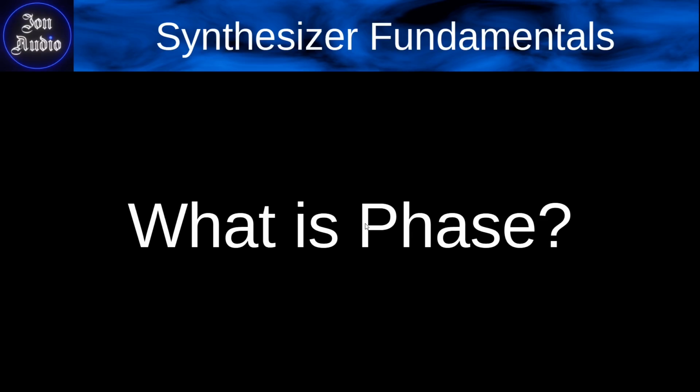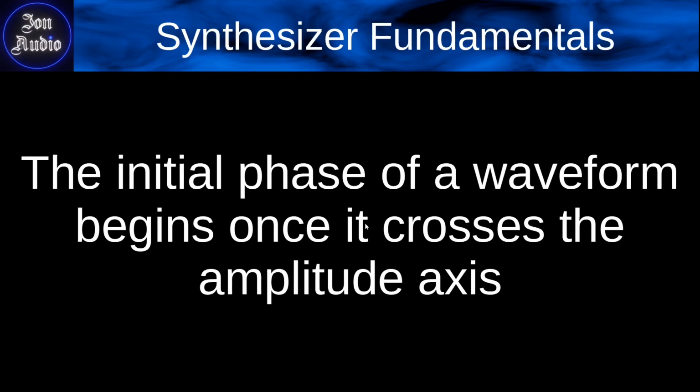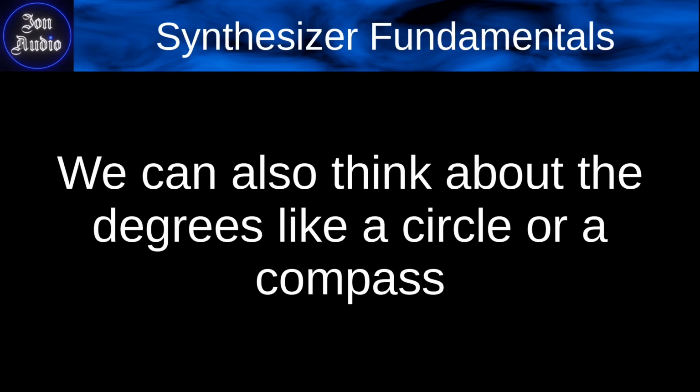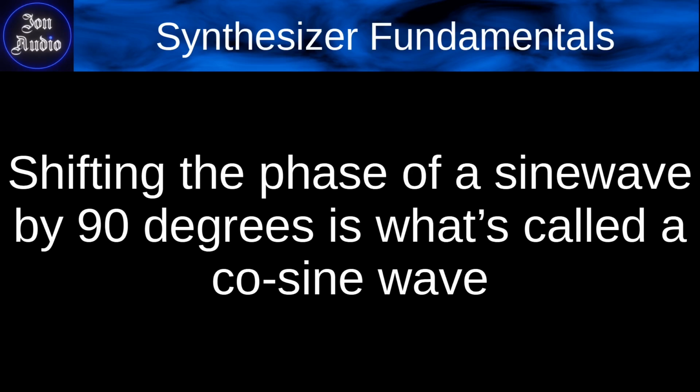Now, we have to ask ourselves, what is phase exactly? So the initial phase of a waveform begins once it crosses the amplitude axis. Now, the entire phase cycle of a waveform will be 360 degrees, and we can kind of think of this like a circle, or like if we had a compass in our hands, right?